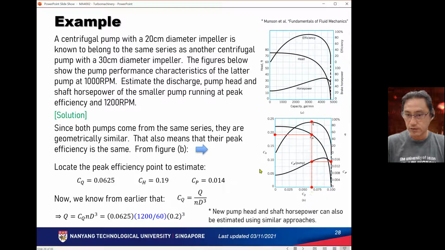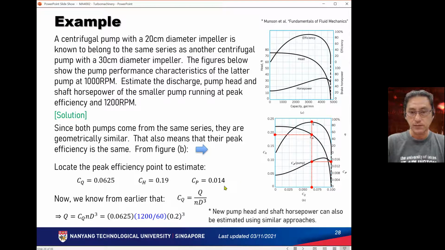We have got 2 y-axes here. The first y-axis on the left will give us the value of CH. The second y-axis, on the right, will give us CP, and the x-axis will give us CQ. From these various intersection points, you will be able to get these coefficient values. Now, the approaches to solving for the discharge, which will be Q, the pump head, which will be H, and the shaft horsepower, which will be P.